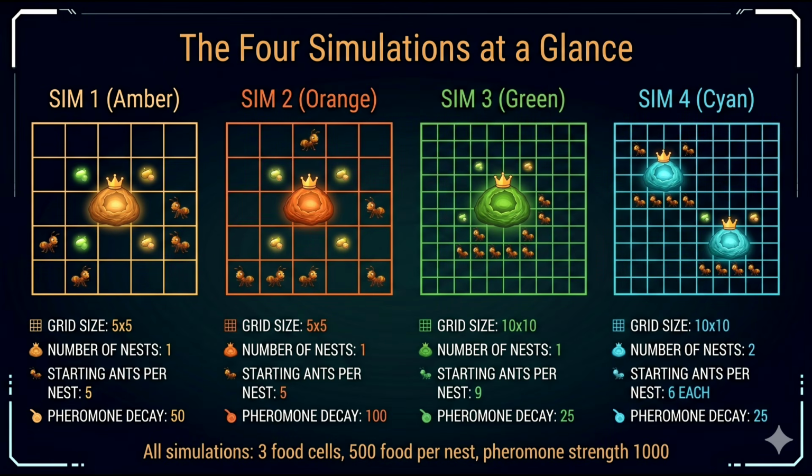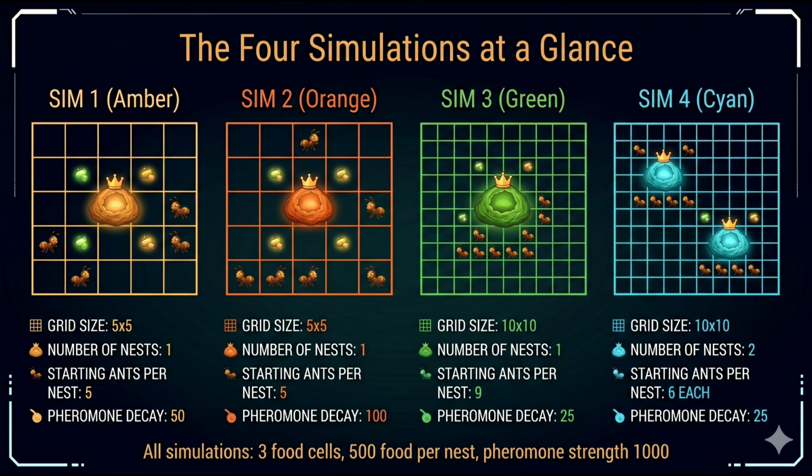And here's something that confuses most people. In all 4 simulations, there are always 3 food cells placed randomly. Each food cell starts with 500 units of food. The nest also starts with 500 units. Those are separate. So the nest food is what ants bring home. Cell food is what's out on the grid waiting to be collected.